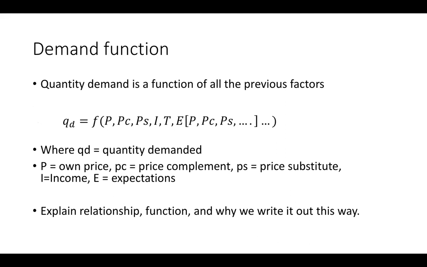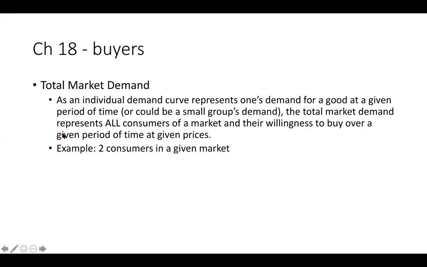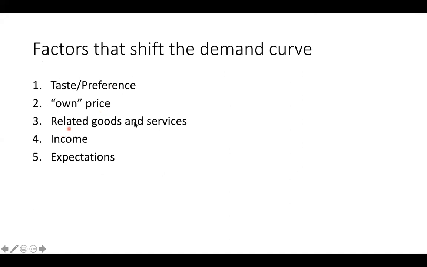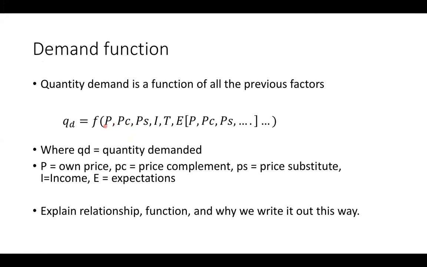Okay, so talking about the notation when talking about market demand, quantity demand, this looks really complicated. I promise you it is not. We're going to go through and explain what each part of this equation means. So let's start right here. Quantity demand is a function of all of our previous factors that we just discussed. If we go back to our last slide, we talked about factors 1 through 5: taste, price, related goods, income, expectations. So I can see that my quantity demand is a function.